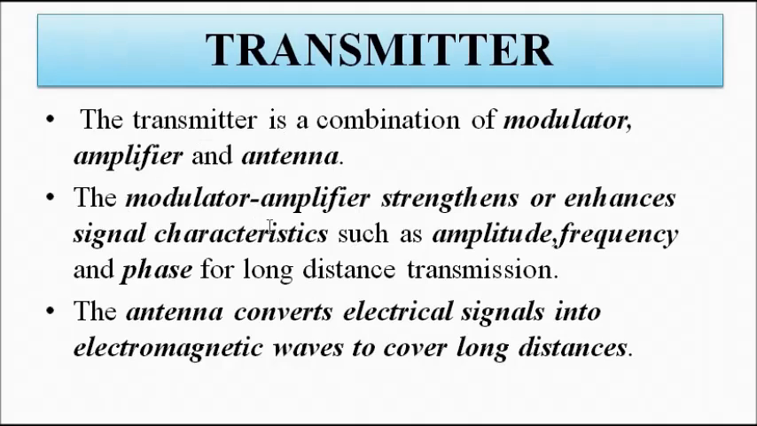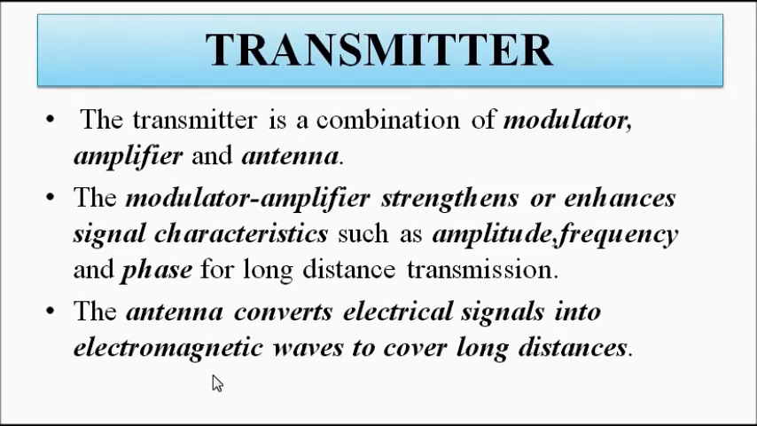which is used to enhance the characteristics of the electrically converted sound signal. The modulator and amplifier combination strengthens the signal characteristics depending on which characteristic it is focused on. It can be amplitude, frequency, or phase. So depending on that, amplitude modulation, frequency modulation, or phase modulation techniques can be used. And then the antenna converts that electrical signal into electromagnetic waves so that they can cover long distances.